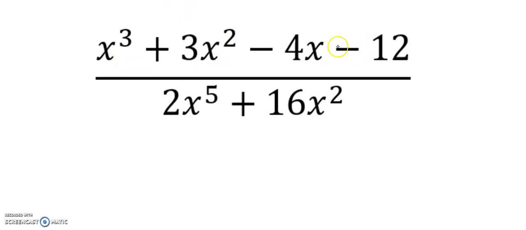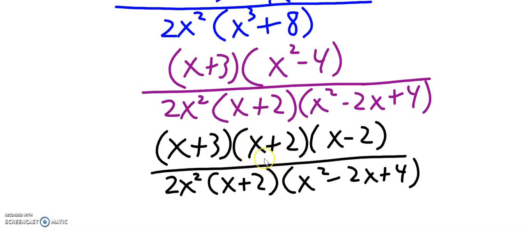A couple of hints. Notice that the numerator is 4 terms, so we're going to factor by grouping. The denominator is 2 terms. So just like with any type of factoring, I would look to take out a greatest common factor first, and then see if I can factor the result as well. So again, go ahead and pause the video. Unpause when you're ready to check.